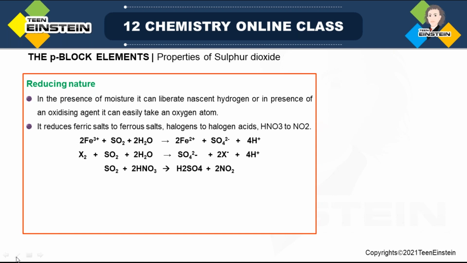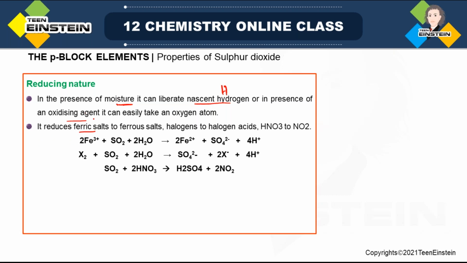Reducing nature of this compound. In presence of moisture, that means water molecules, it can liberate nascent hydrogen. Now nascent hydrogen means atomic hydrogen which is very reactive, and it is also possible if SO2 is present with some oxidizing agent, then also it can easily take an oxygen atom. So when we say that reduction reaction is going on, two things may be happening. One is that it is liberating nascent hydrogen or it is accepting oxygen atom. Okay, so both are actually showing the reducing nature.